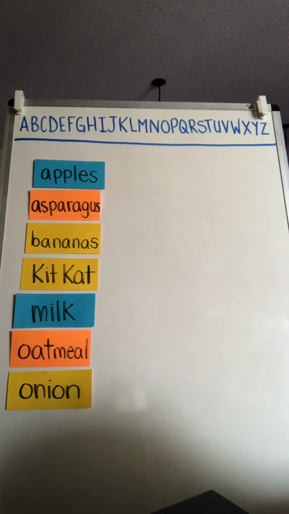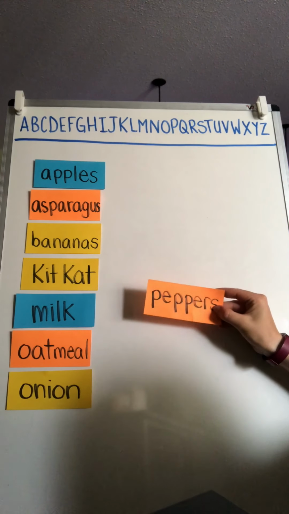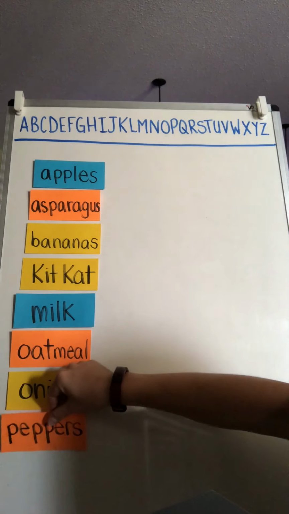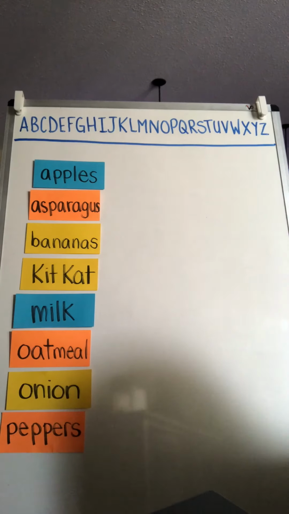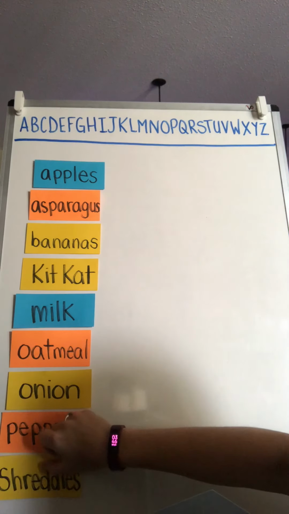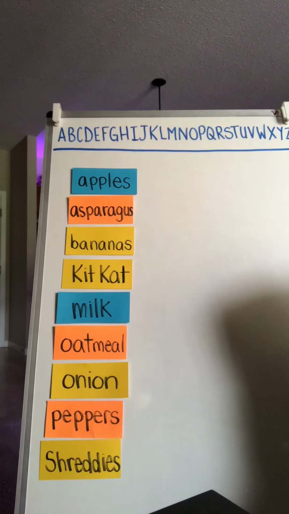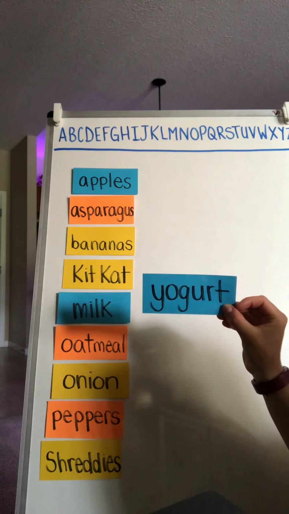All right, we have 3 left. The next one I have are peppers. Again, I only have 1 P. P comes after O. Then I have shreddies. And the final thing I have in my fridge is yogurt.